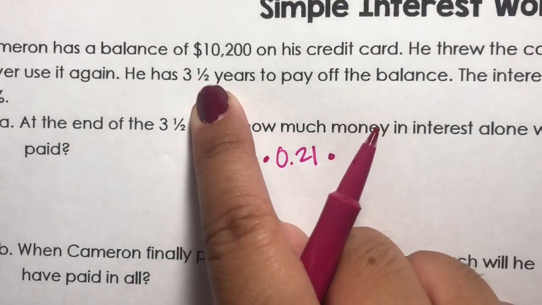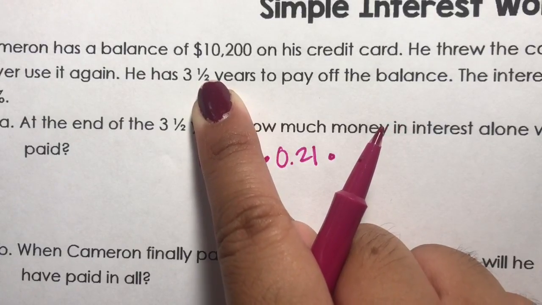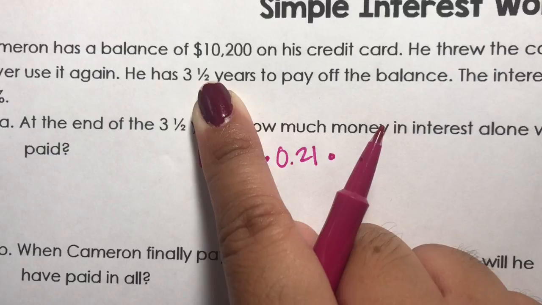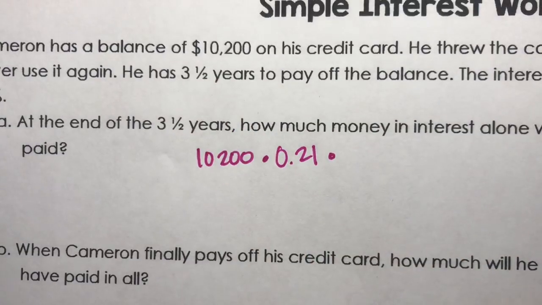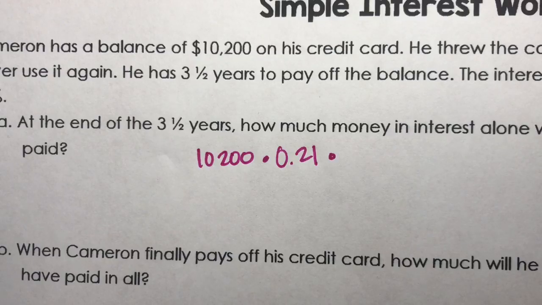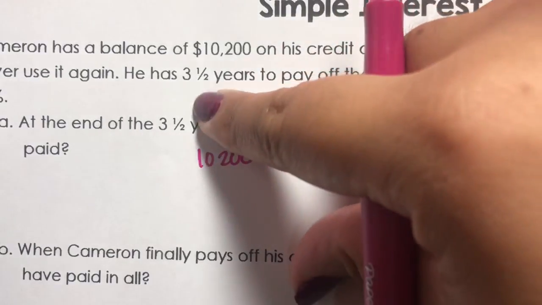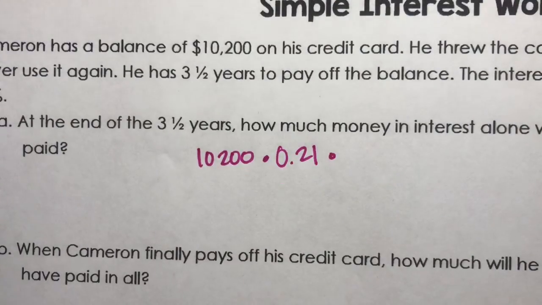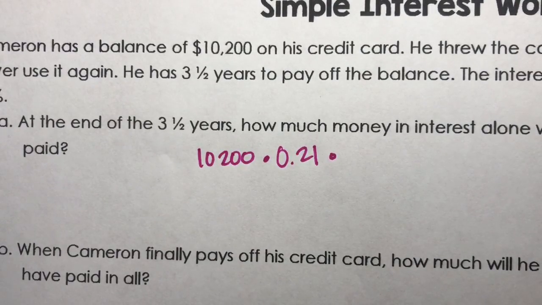Now, if you notice, he has 3.5 years to pay. Okay, so we could technically leave this as a fraction, but the easiest way to do this problem would be to turn this fraction into a decimal. Now, if you know your decimal and fraction conversions, you should know that a half is 1/2 when it's in fraction form. In decimal form, what do you think it is? It should be 0.5 or 5/10 or 50 hundredths.